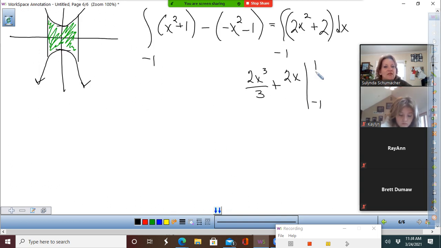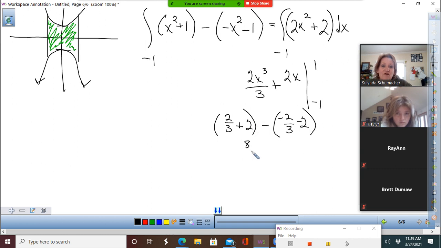Move that up a little bit. If I plug 1 in, I get 2/3 plus 2 minus, if I plug in negative 1, I get negative 2/3 minus 2. Let's see, this is 8/3 minus a negative 8/3, which gives us 16/3. Okay, now here's what I want to show. You'll notice that the first half had an area of 8/3 and the second half had an area of negative 8/3, right? Because it was subtracting.